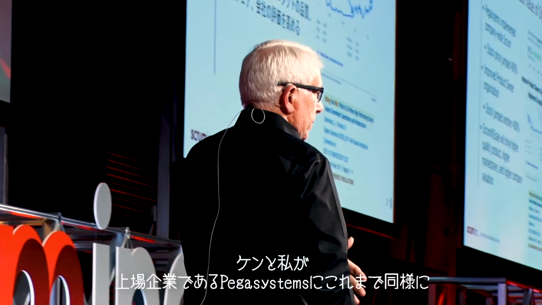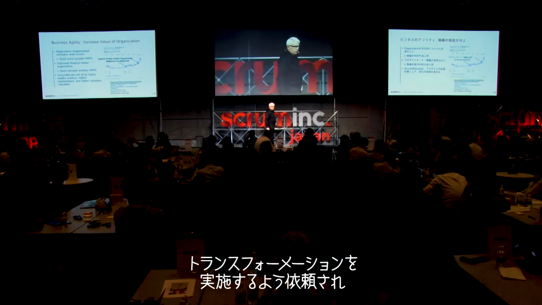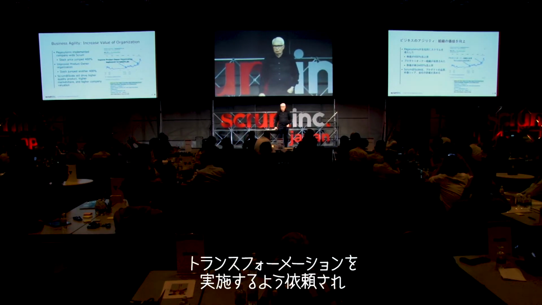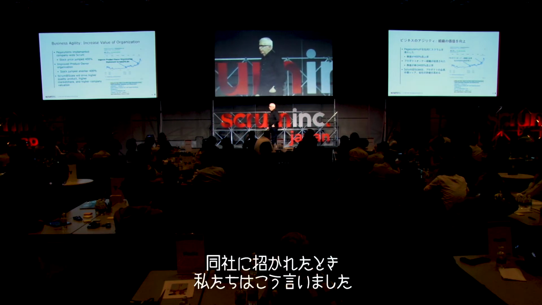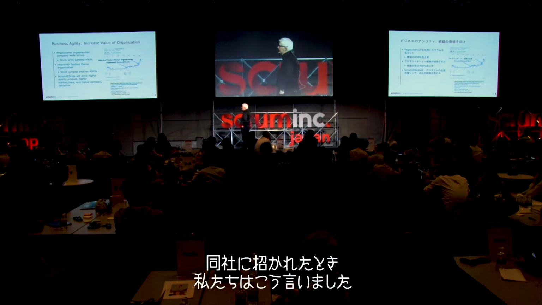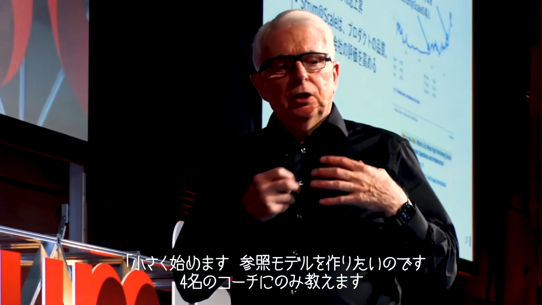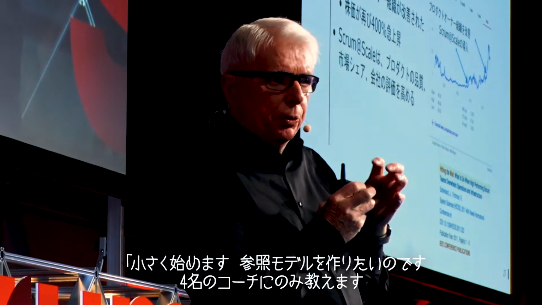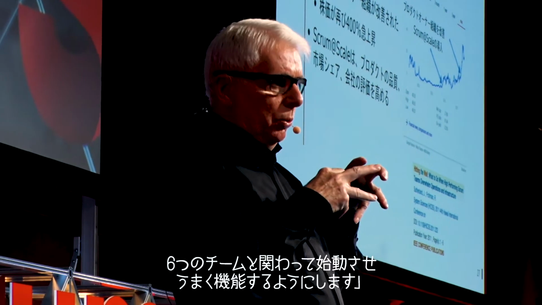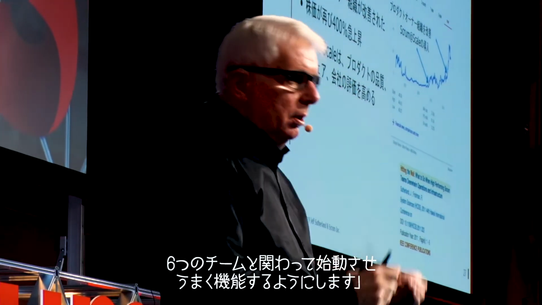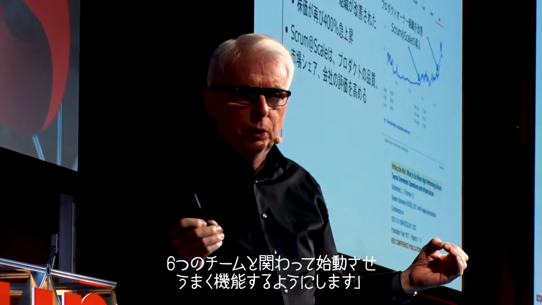We get asked to come in to do one of the many transformations that Ken and I have done over the years to Pegasystems, a publicly traded company. And we said we're going to start small. We want to build a reference model. I will only bring in 4 coaches. We will work with 6 teams, and we'll boot them up and get them working well.